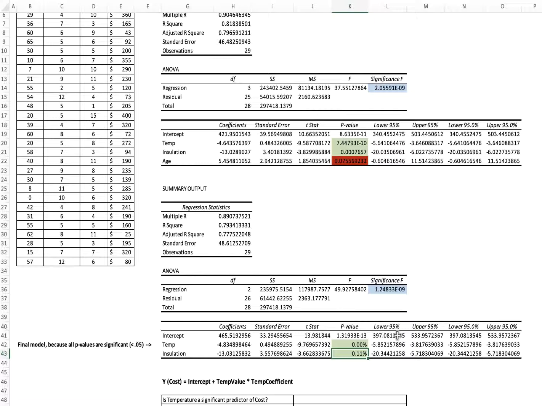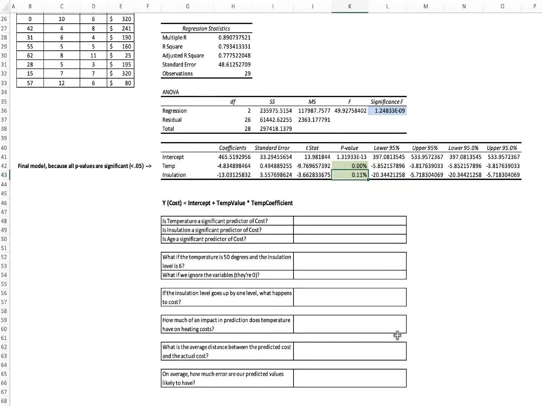So what does this mean? Well, let's interpret the results. Is temperature a significant predictor of cost? Remember, significant has to be less than 0.05, which means there's a small chance that you are wrong, and you want that to be really small. So it has to be less than 0.05. Is temperature a significant predictor? Well, it made it in here at less than 0.05, so yes, it is. Is insulation? Insulation was at 0.11%, so yes, that is also. And we had to remove age, so age is not a significant predictor of cost. So when you actually go to do the predictions, ignore it. It's not applicable.